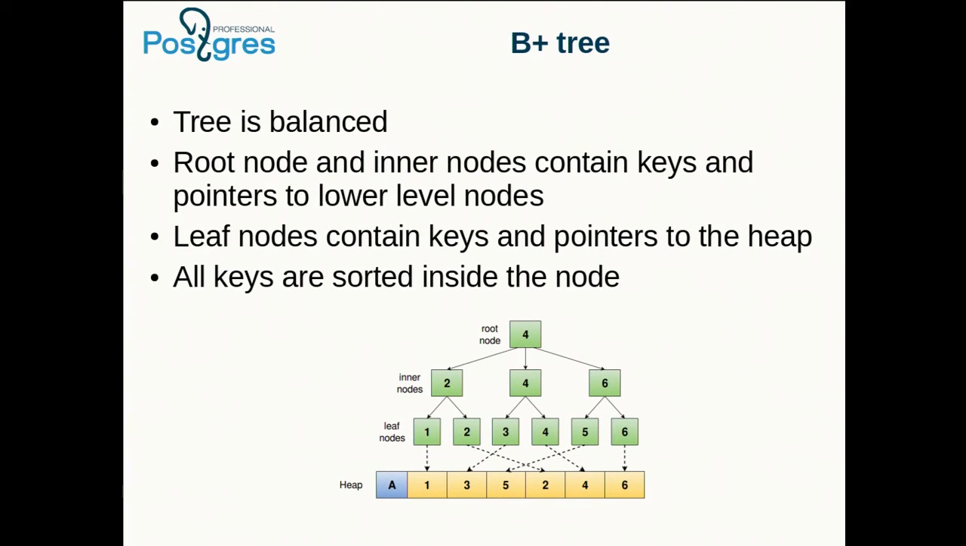There is, again, nothing special on this slide, just the basic structure of a B-tree. B stands for balanced tree. Actually, in Postgres, it's not just a B-tree, it's a B+ tree, which means that actual keys are stored only on leaf nodes, and the root and inner nodes contain duplicates of these keys and point to the lower levels. And of course, all keys are sorted inside the node.